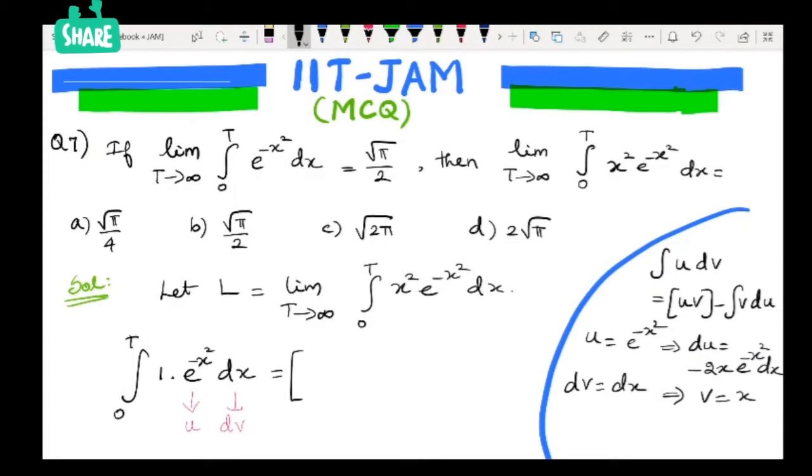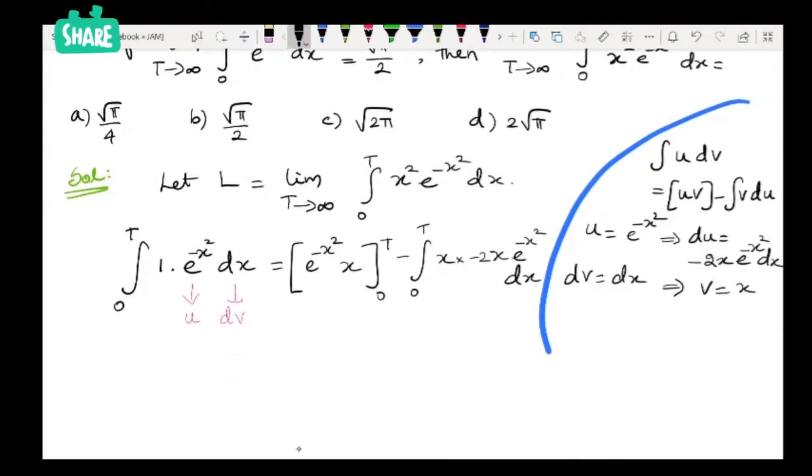So applying that formula here, first we have uv, so e power minus x square into x, minus integral v du, x into minus 2x e power minus x square dx. Great. Now let's apply the limits. The first one will become e power minus t square into t, minus 0 into something, so that will be 0. So let's go to the next integral. It's actually plus 2 into the integral from 0 to t of x square e power minus x square dx.